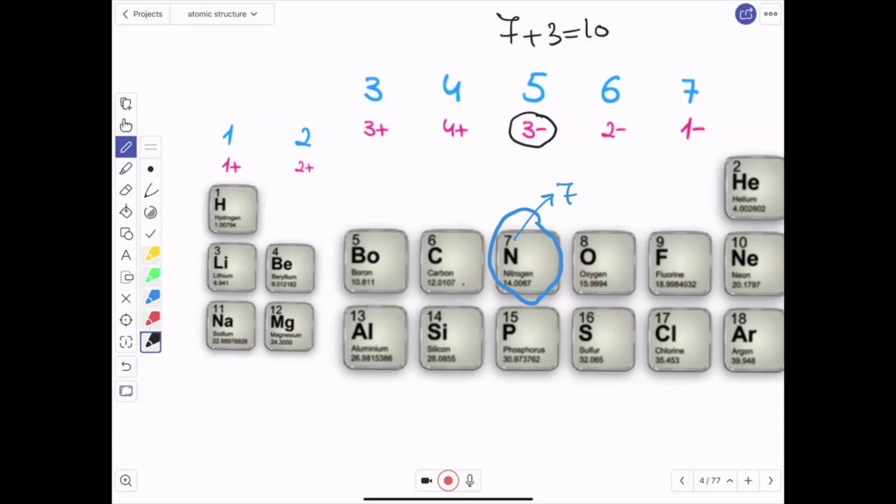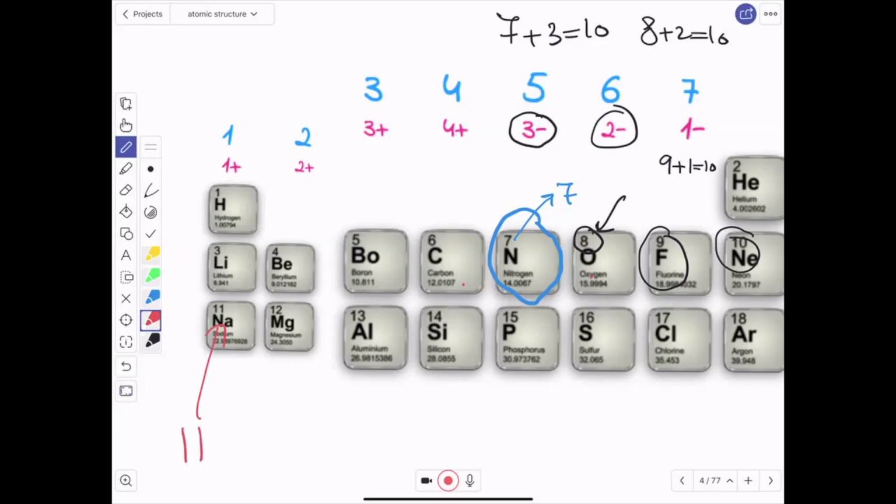The ion of oxygen, so oxygen's electrons are 8. If you add 2, this means it's gonna be 8 plus 2 is 10. Same would apply to fluorine. It's gonna be 9 plus 1, and that is another 10. Neon itself, neon doesn't make ions because it's a noble gas. It is also 10. Sodium ion, sodium's electrons are 11 minus 1.